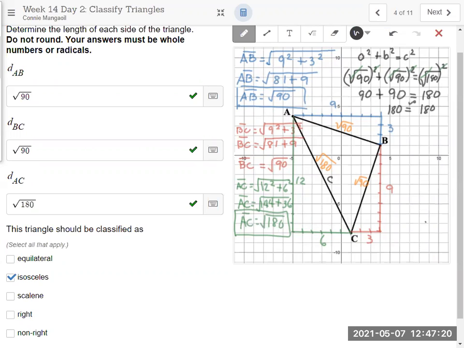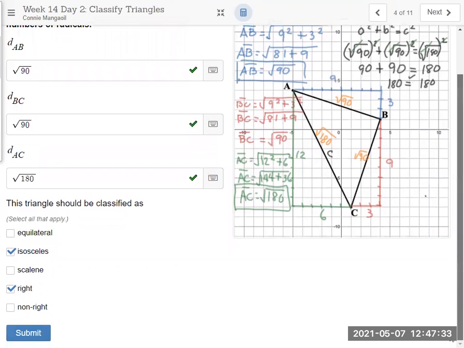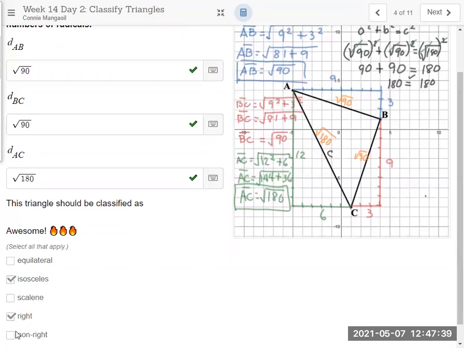Since this checks out, the Pythagorean theorem works, and so we say that this is a right triangle. So this triangle is isosceles, and at the same time, it is a right triangle. Then make sure that you click submit. Go on ahead and complete your slide number 4.